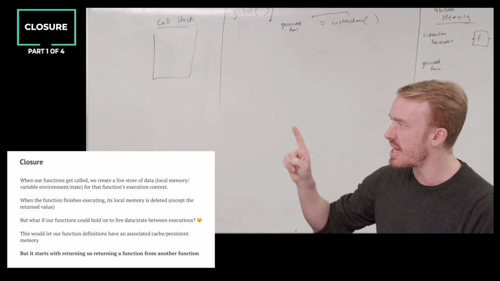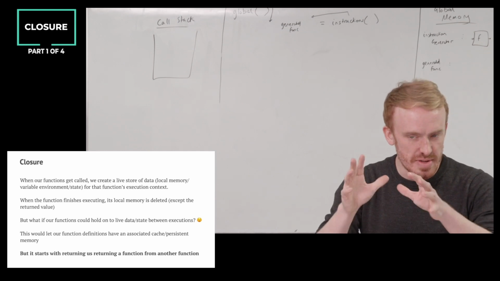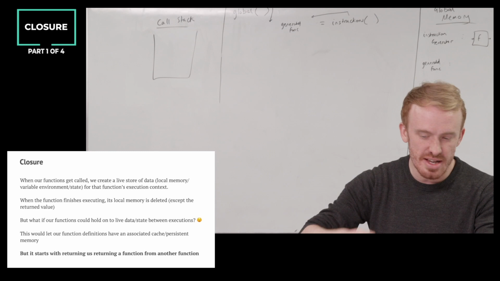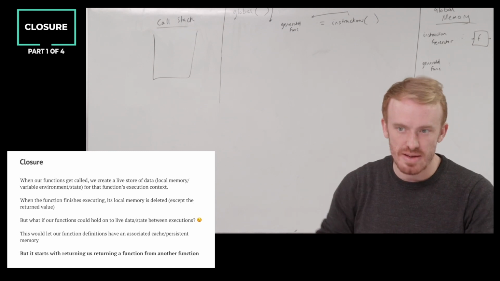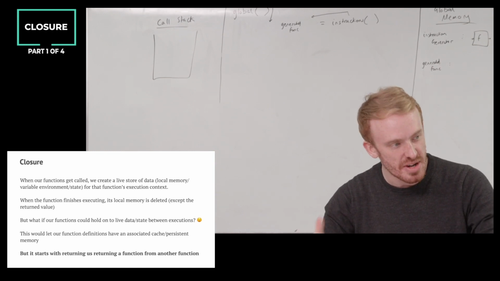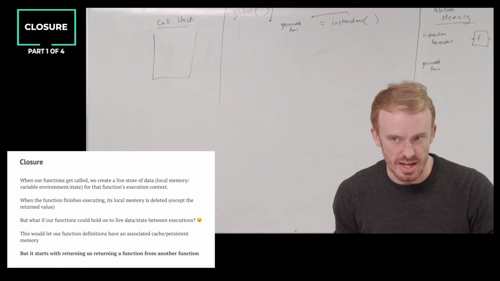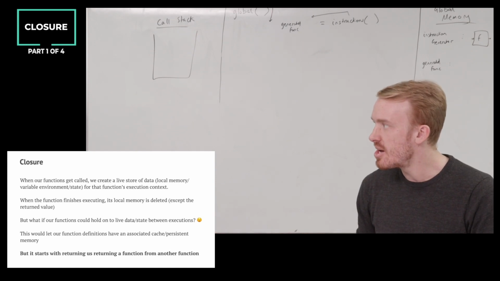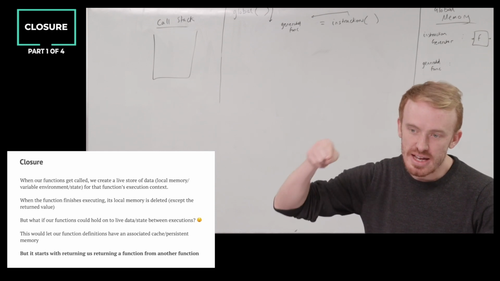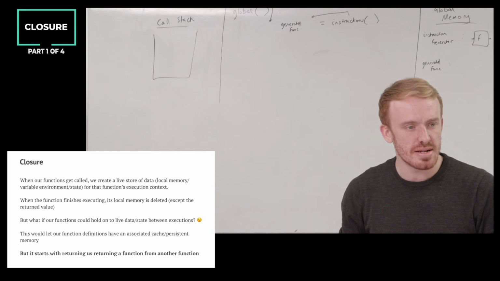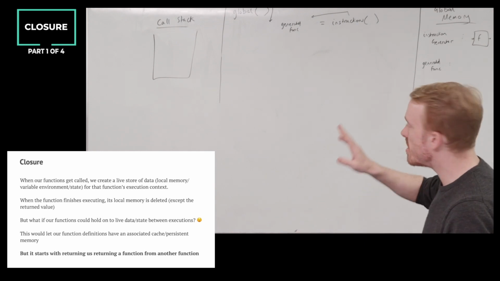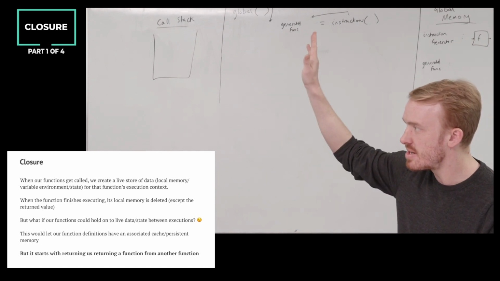Normally, when our functions get called, we create a live store of data inside of them, sometimes known as variable environment, local memory, state, the data, the state of the function, for that function's execution context and only for the life of that function's execution context. That means while it's running, before it finishes executing. When that function finishes executing, everything gets deleted, except what? What doesn't get deleted? The return value. The return value, exactly. All the other local memory of the function is deleted.